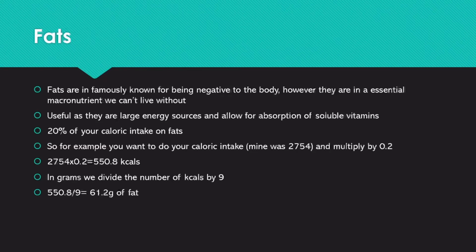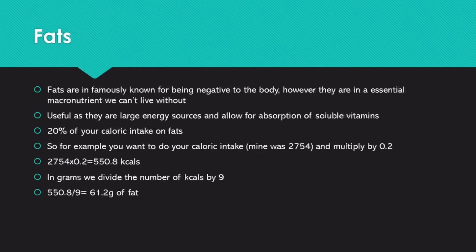So for example, the way that you work this out is that you want to take your caloric intake, which, my maintenance calories is 2,754, and you just want to multiply that by 0.2, which will give you 20% of that value. So in my situation, 2,754 times 0.2 was equal to 550.8 calories. However, for the maths, I've just made it simpler. I've just given it as 550 calories, and that's it.